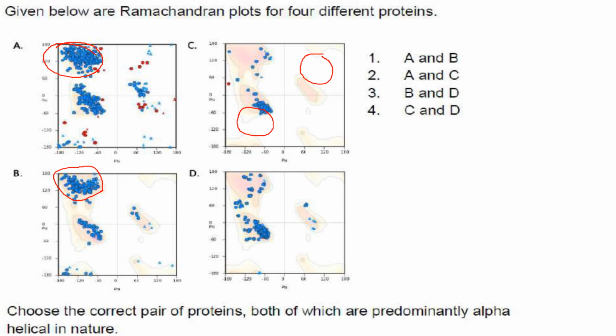But C, if you see, the dots are concentrated here. That is on this quadrant. And that quadrant, I told you, is for helix. So C must be one answer. So if you see the options, you can see option 4 is the answer. D is also concentrated over here. So that must be alpha helix. So C and D must be the answer.